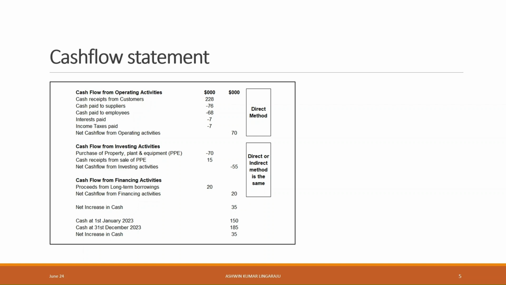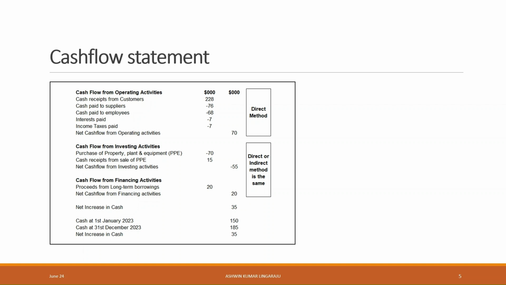Now coming to investing activities. Any purchase of property, plant and equipment, because it is a purchase, is an outflow of cash. That's why it is negative, and any receipt is positive. Now we can notice that the net cash flow from investing activities is minus 55, that is minus 70 plus 15. Now, coming to financing activities, you can notice that the proceeds from long-term borrowings are 20. Hence, the net cash flow from financing activities is 20.